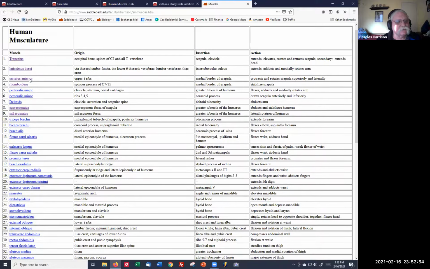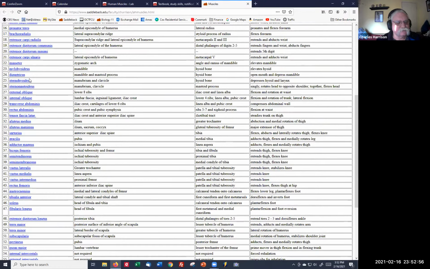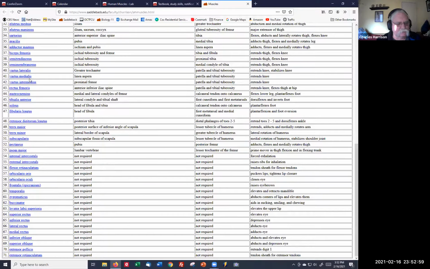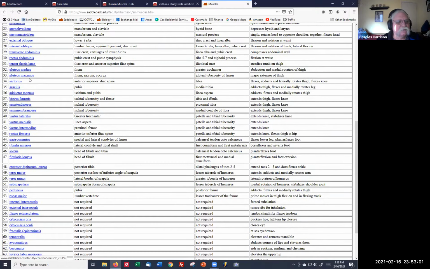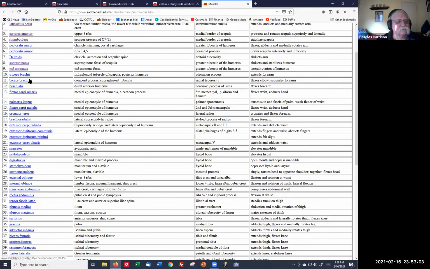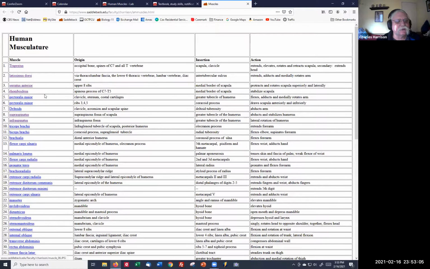These are the muscles over here in blue as links that we're going to learn. For each of the muscles, you're going to be asked the origin of the muscle, the insertion, and the action of the muscle. Action is the same as function.